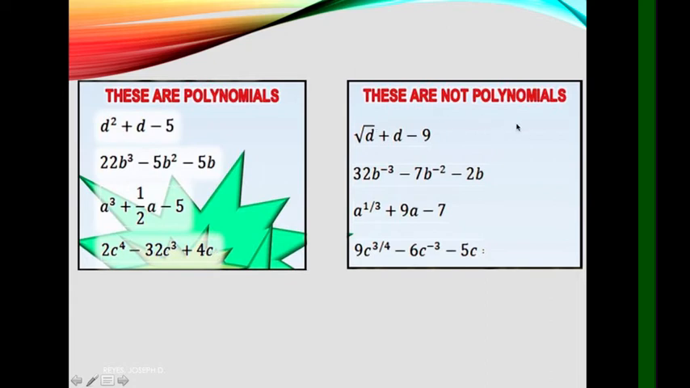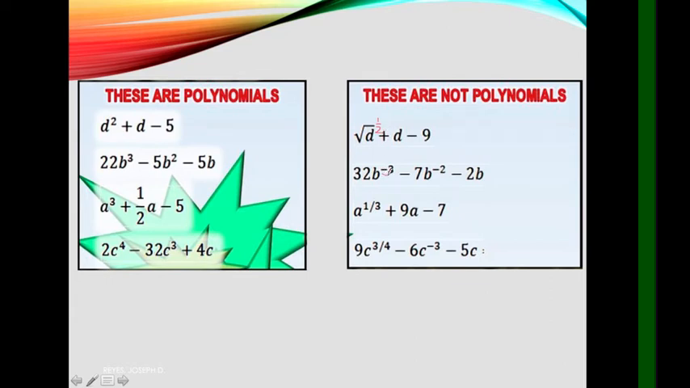These are not polynomials. So as you can see, there is a radical sign here. So this one is not a polynomial. For this one, because of the radical sign, this one is equal to raised to 1 half, right? So they are just the same. So since our exponent is a fraction, that is not a polynomial.